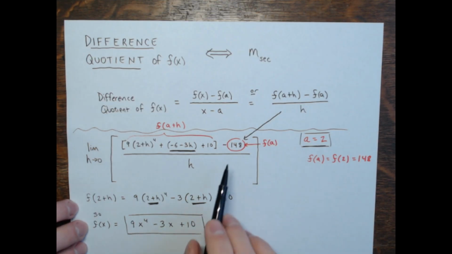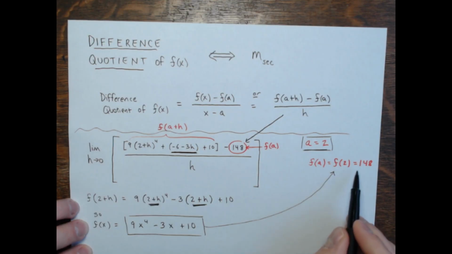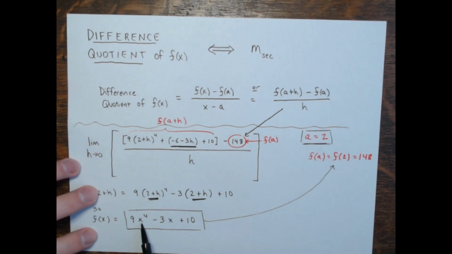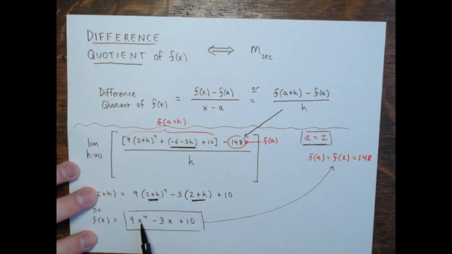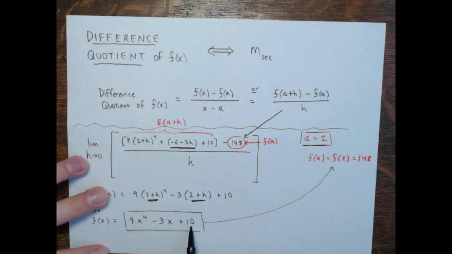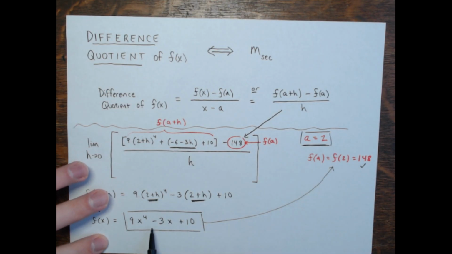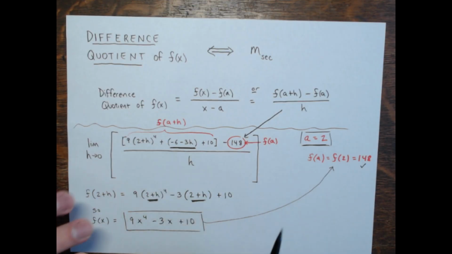Now let's double check, make sure that the value of this function at 2 must be positive 148. 2 to the fourth power is 16. 9 times 16 is 144. And then plus 10 is 154. Then minus, 3 times 2 is 6. 154 minus 6 is 148. So this function works for everything that's being expressed to us here.